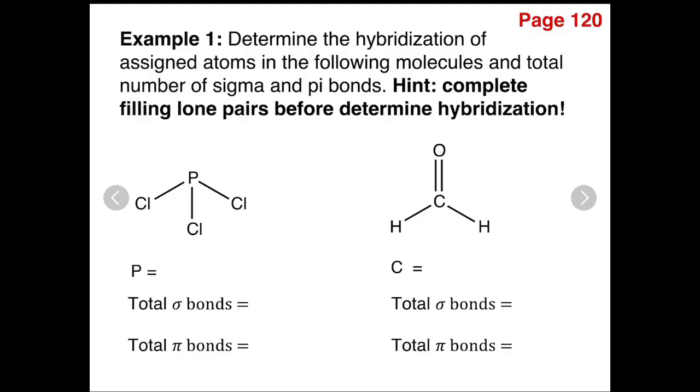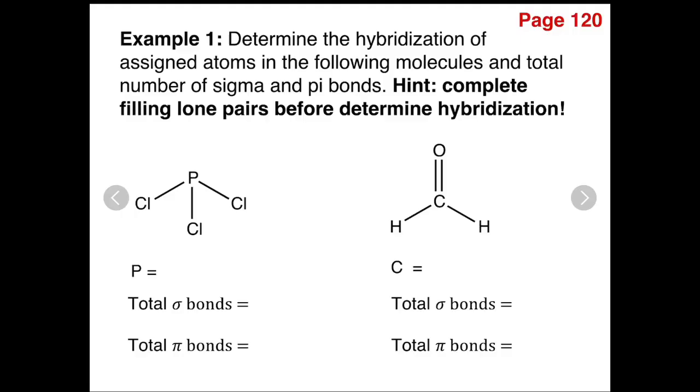So now, how can we actually apply that? Okay, so I have these 2 molecules together, so I'm going to walk you through them one by one. Example 1 is to determine the hybridization of the assigned atom in the following molecules and the total number of sigma bonds and pi bonds.